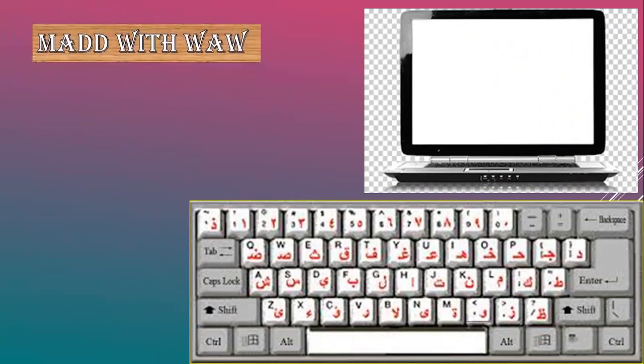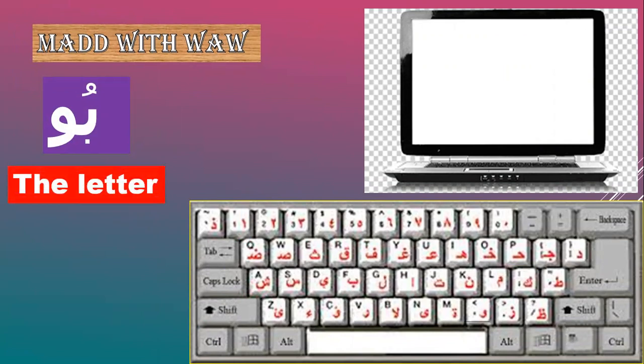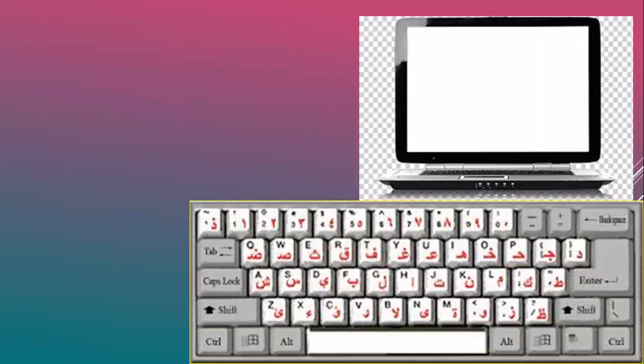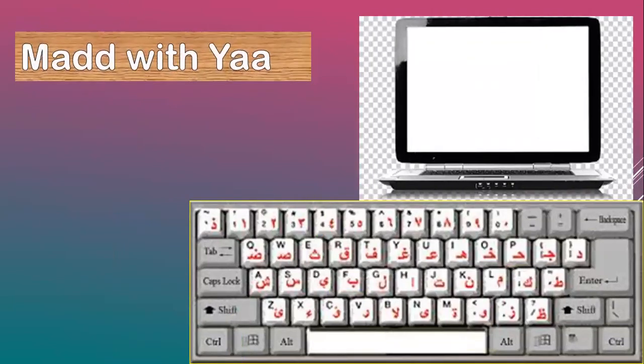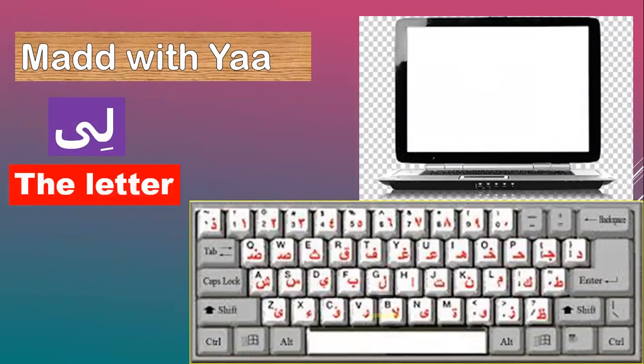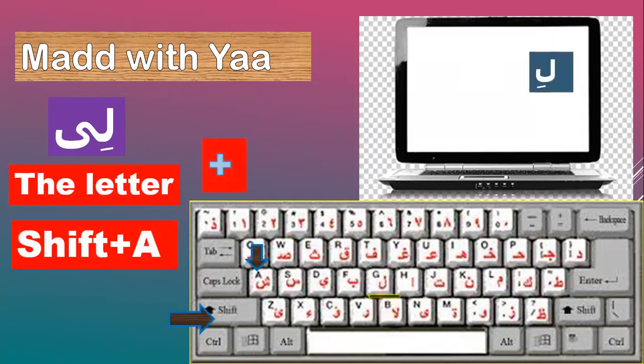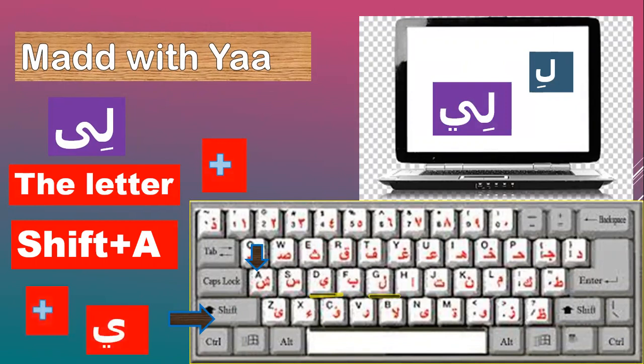Mad with waw. How to write mad with waw on the keyboard? Example, boo. Please click the letter ba. Click the vowel, Shift E, dhamma, followed by the letter waw. Yes, boo. Mad with ya. Lee. How to write lee? Click the letter, the vowel kasra, Shift A, followed by ya. Lee. Yes.